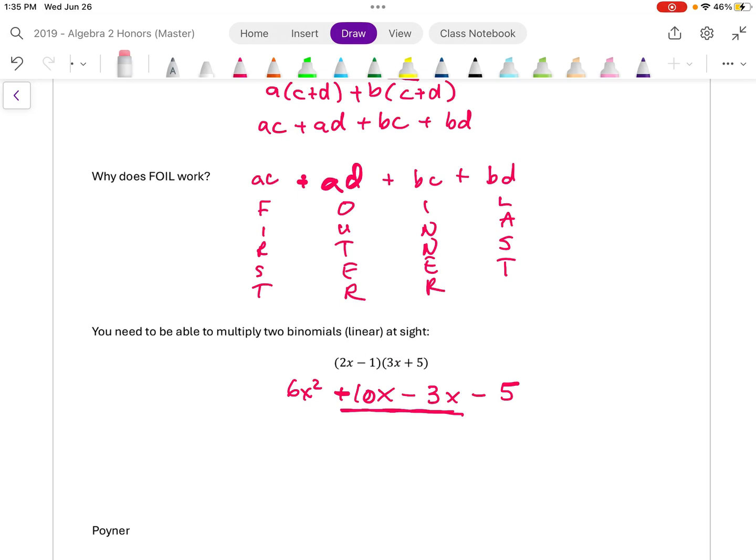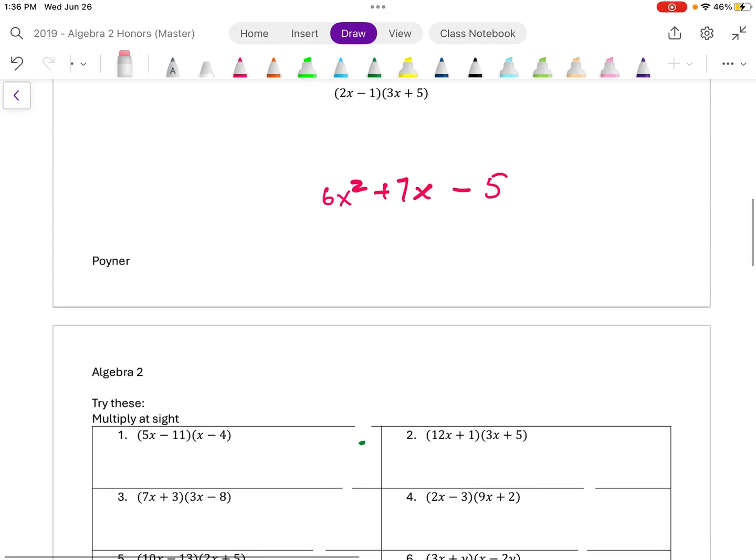This technique can work. Now, at our level in Algebra 2, I would expect you to be able to do this at sight. So essentially you're doing FOIL, but you take the first two, that's 6x squared, and then you do the outer and the inner in your head without writing it out. In my head, the outer is 10x and the inner is negative 3x. Add those together, I get positive 7x, and then the last two is negative 5. So our expectation at this level is that you do not have to write anything out. You can just multiply them at sight.